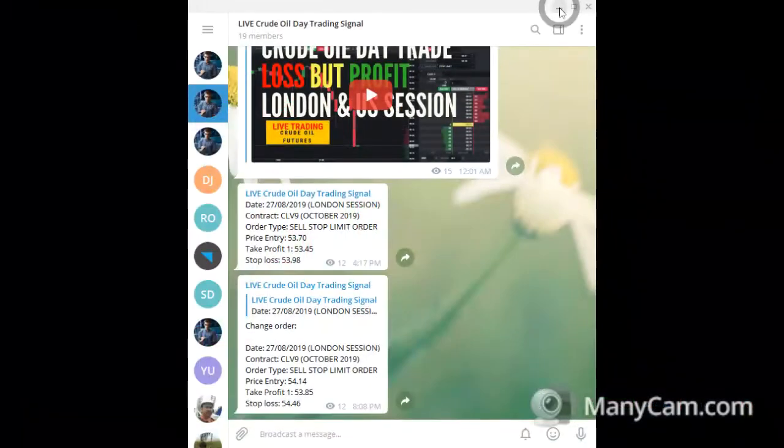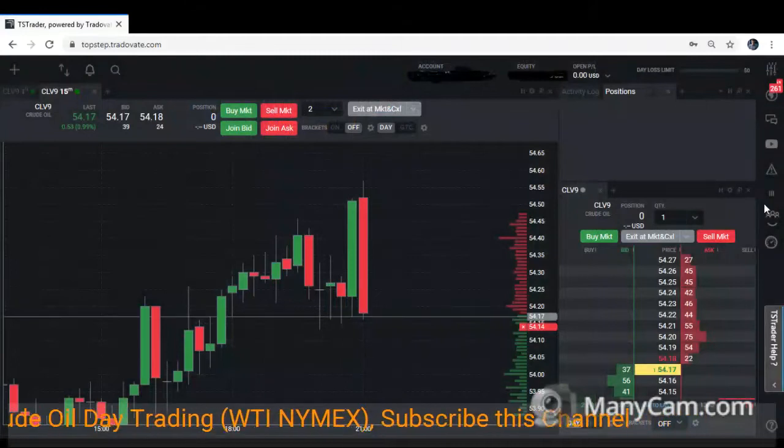So you can check in my Telegram channel, my private group. This is the signal I provided just now, about 1 hour ago, complete together with stop loss and also take profit. So let's go back to the chart, take a look.